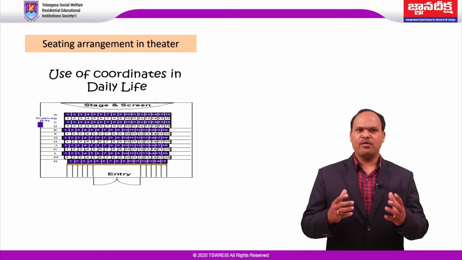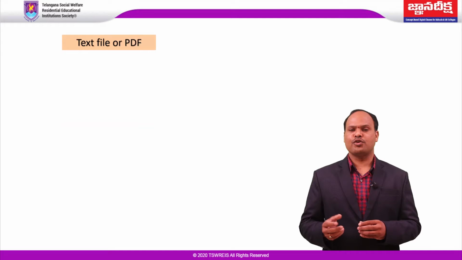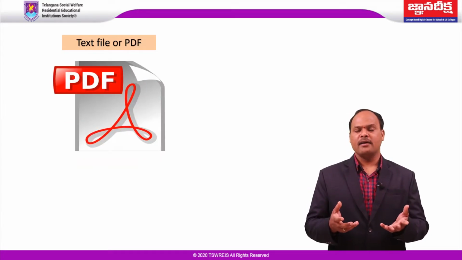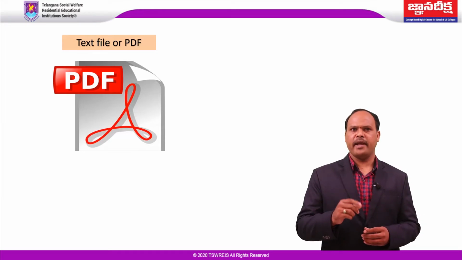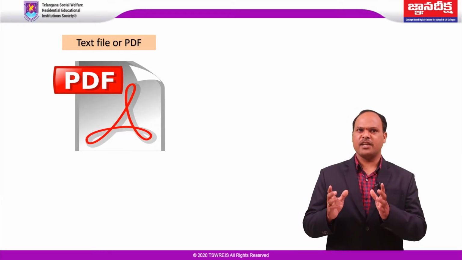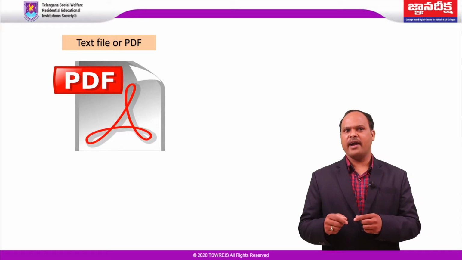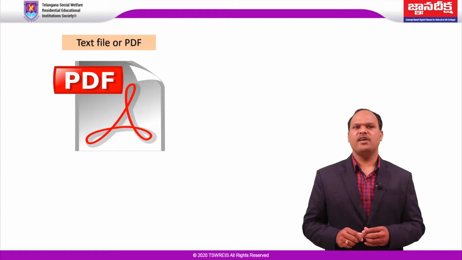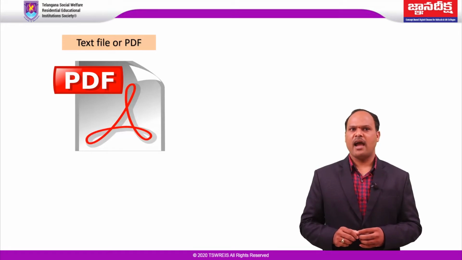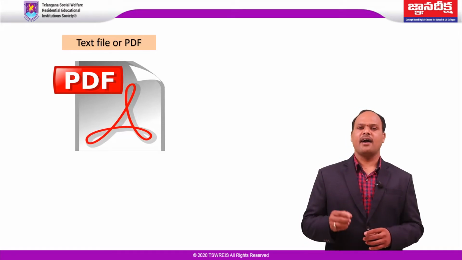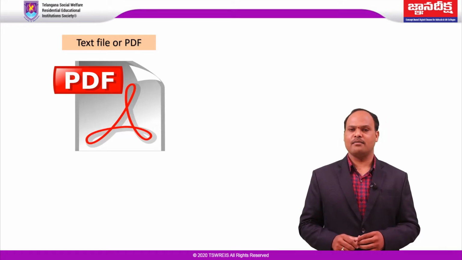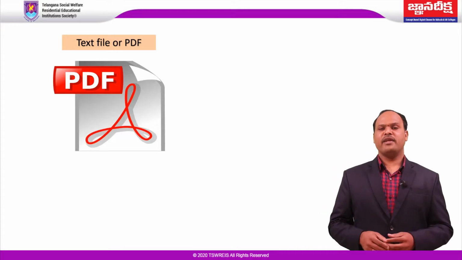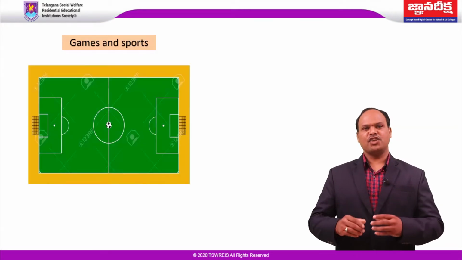Now, we are using text files or PDFs to store content. The text file or PDF file which we open is also an example of a coordinate plane. In this, the words or images are written or modified with the use of coordinate geometry. In any PDF file which consists of text or images, different shapes are placed according to a 2D coordinate system, that is, the Cartesian plane.